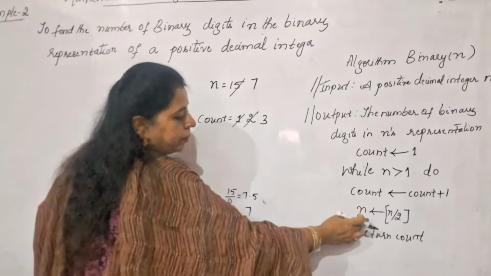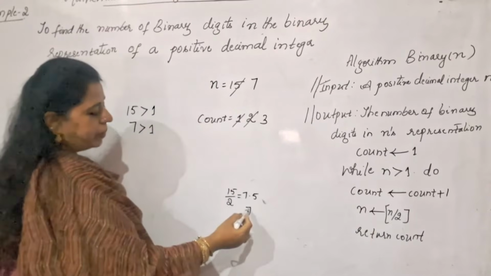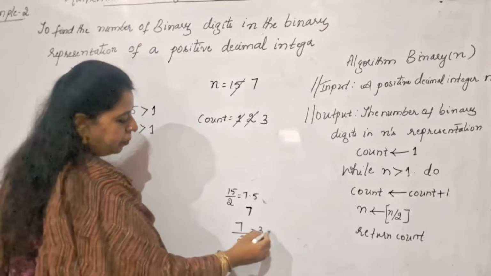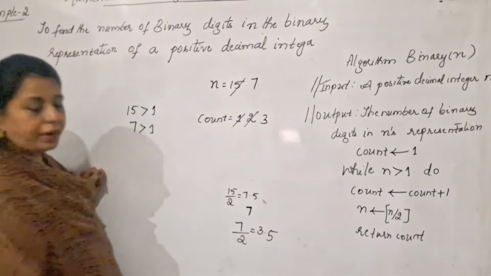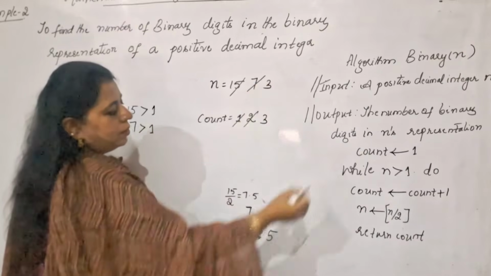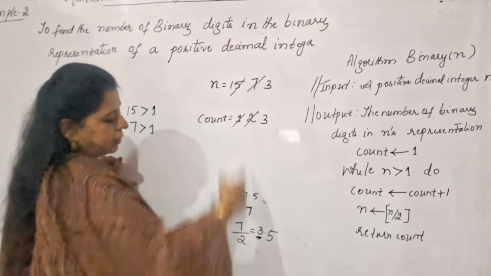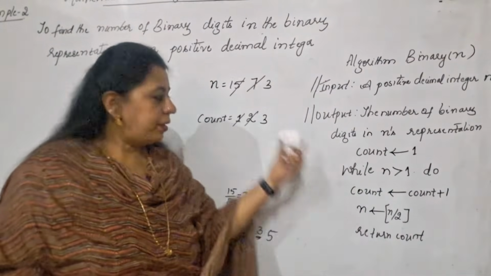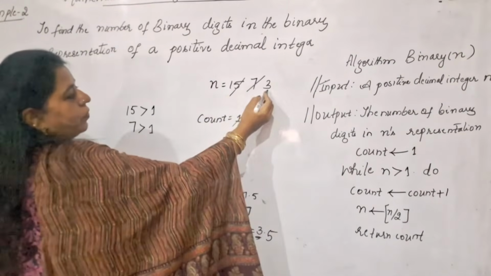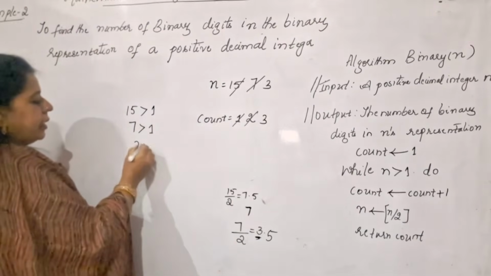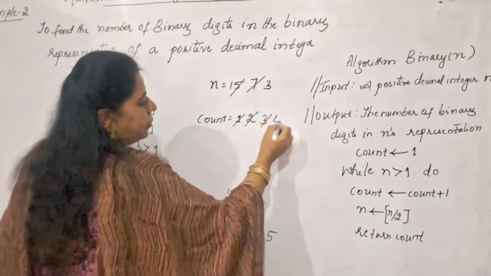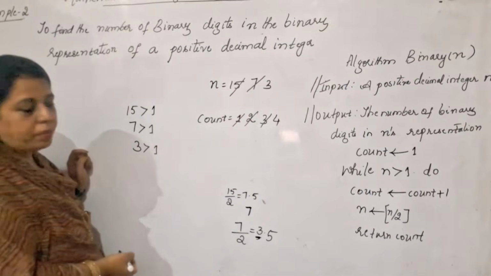Then follow this step, the new value of n divided by 2. Now at present you are having n as 7, so you will write 7 divided by 2. You will get 3.5. Take the integer part of it, it is 3. So the new value of n is 3. Return count statement refers to the updated value of the count here. Now your new value of n is 3. Is 3 greater than 1? Yes, it is greater than 1. If it is greater than 1, you increase the count by 1.